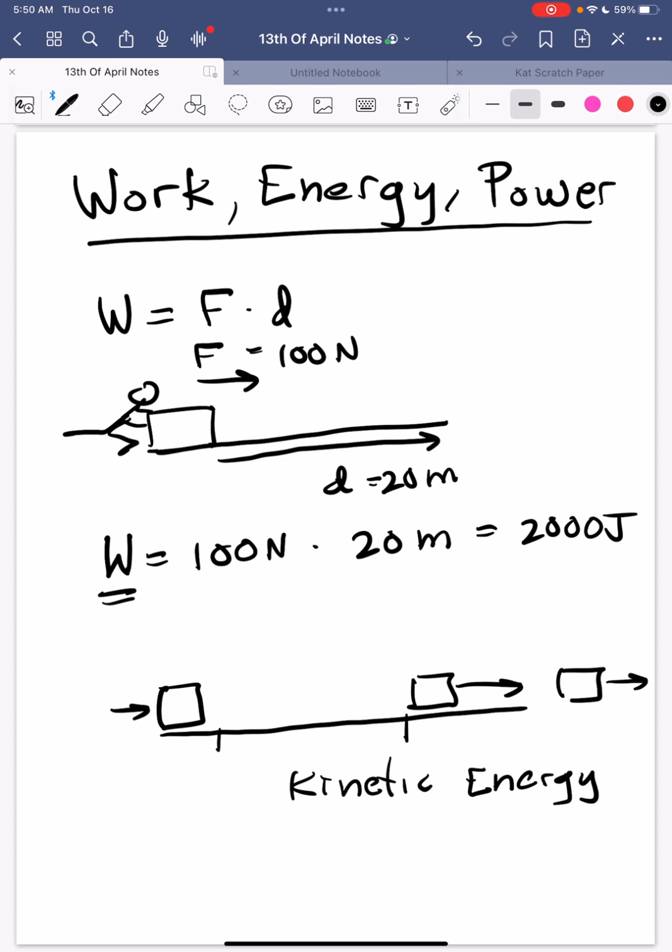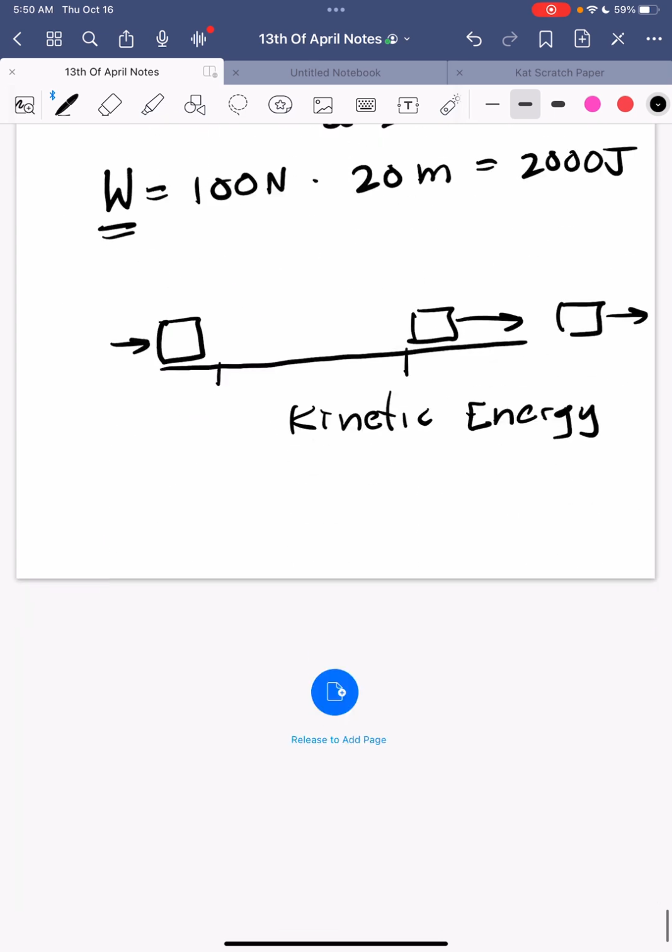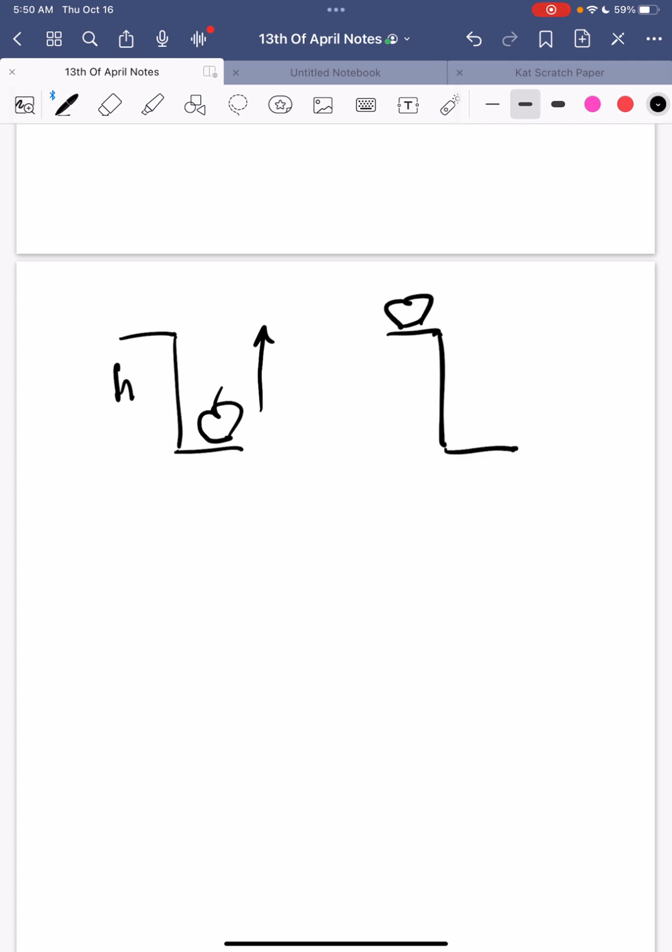There's a way to describe how energy is related to work with a simple example. Let's say I have this apple, and I want to lift it up. So here's my apple, and I'm going to lift it up over some height h. That's the height of the shelf. After I lift it up that height h, I can place it on the top of the shelf. So I've moved it a distance h.